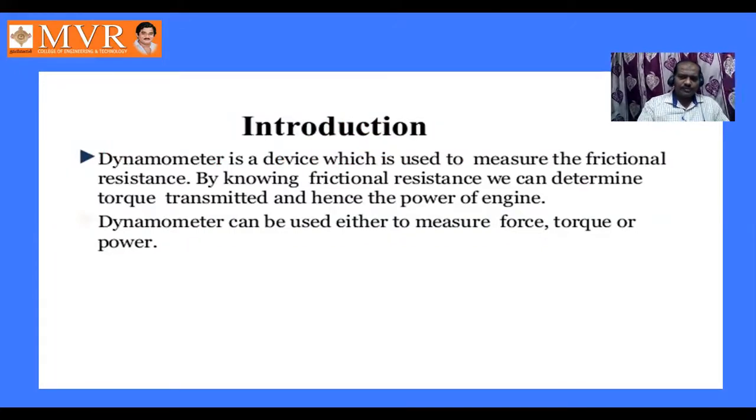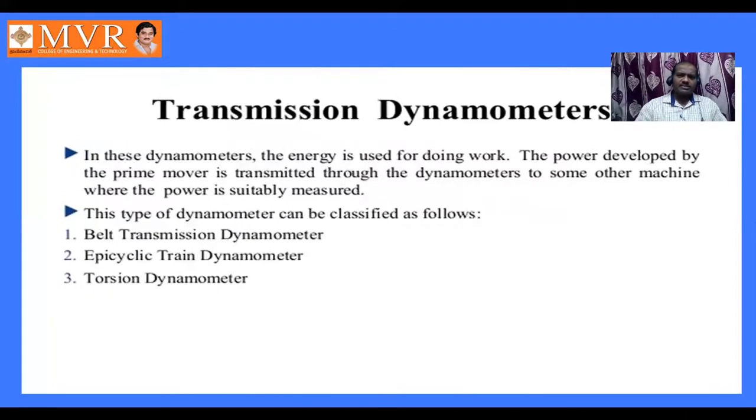Next, transmission dynamometer. In these dynamometers, the energy used for doing work, the power developed by the prime mover, is transmitted through the dynamometer to some other machine where the power is suitably measured. Try to observe what we are doing in transmission dynamometers. The power developed by the prime mover is transmitted through the dynamometer to some other machine where power is measured.